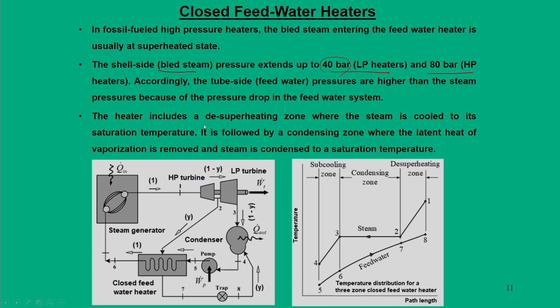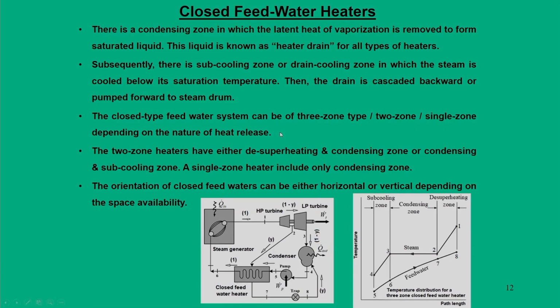Then this heater has some units we call a de-superheating zone, where the steam is cooled to saturation temperature. It is followed by a condensing zone where latent heat of evaporation is removed, and then finally steam is condensed to saturation temperatures.